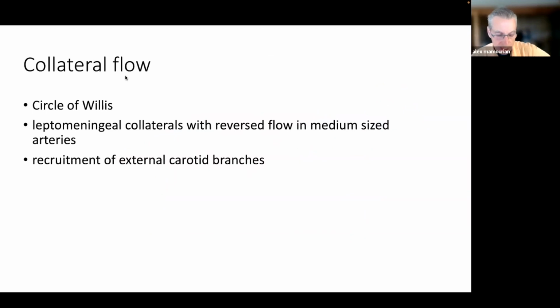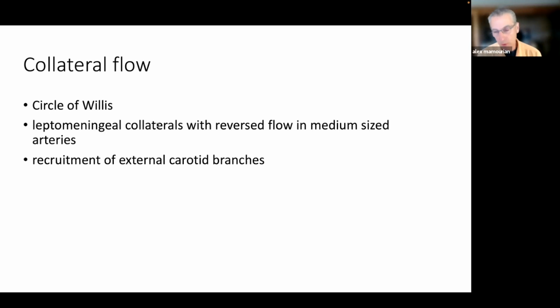Which brings me to this topic. I want to talk a little bit about collateral flow because it is essential to consider this as we talk about vascular territories. The main sources of collateral flow are via the circle of Willis, leptomeningeal collaterals with reverse flow in medium-sized arteries, and recruitment of external carotid branches. I mentioned to you that a good example is reverse flow in the ophthalmic artery in patients with carotid occlusion.